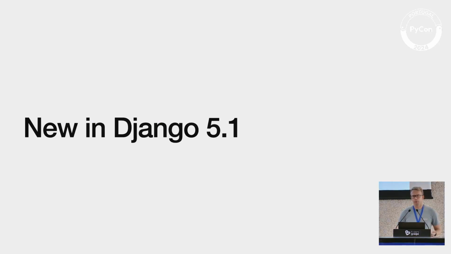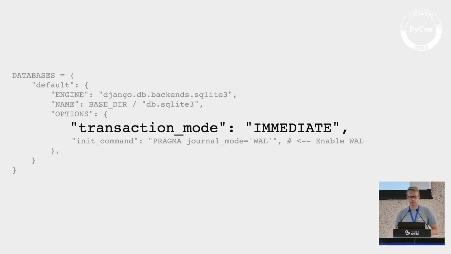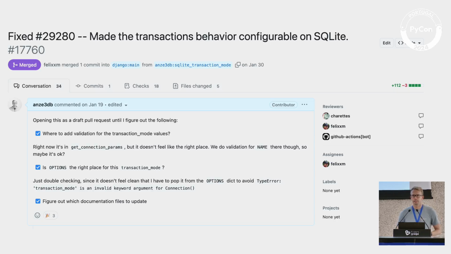So just a quick detour. There were a few changes merged into Django 5.1 that help keep SQLite happy. The first one is that there's now an option for you to configure immediate transactions right in your settings.py file. This was a contribution that I managed to get merged, so I'm really happy about that. It was even my first pull request into the Django repository, so yay me.